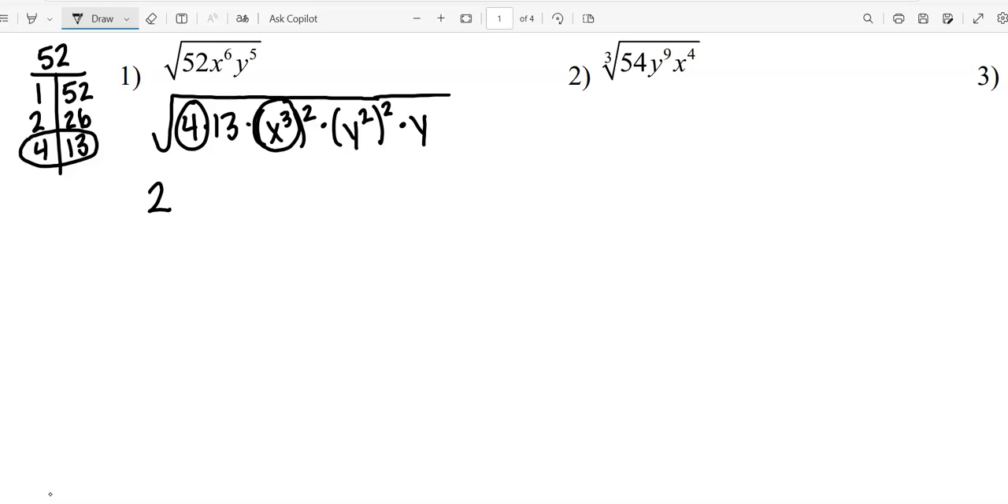And then here, where we have x to the 3rd being squared, that's going to come out as an x to the 3rd, but it does need to be absolute value of x to the 3rd. That's because if you plug in a -1 to x to the 3rd, -1 to the 3rd power is -1, and that can't happen with square roots. So absolute value around x to the 3rd. Am I going to need absolute value around y to the 2nd? No, because anything to an even power is going to come out positive. So we don't need absolute value around y to the 2nd. What's underneath my square root? 13y.